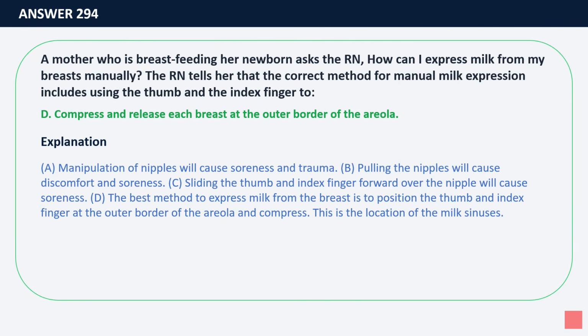Answer: D. Compress and release each breast at the outer border of the areola. Explanation: A. Manipulation of nipples will cause soreness and trauma. B. Pulling the nipples will cause discomfort and soreness. C. Sliding the thumb and index finger forward over the nipple will cause soreness. D. The best method to express milk from the breast is to position the thumb and index finger at the outer border of the areola and compress. This is the location of the milk sinuses.